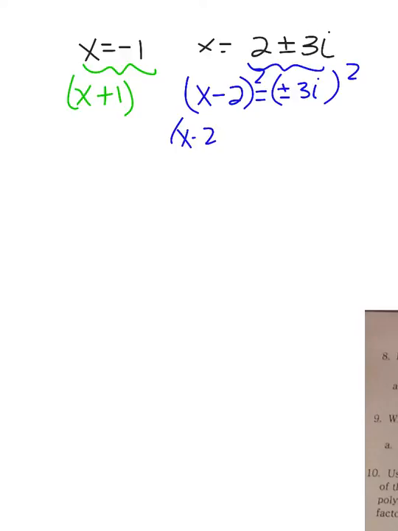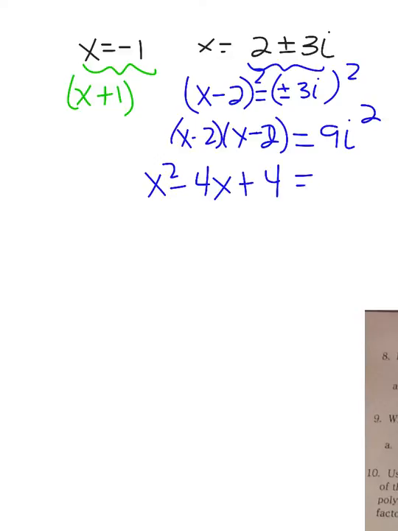All right, so my zeros are x equals negative 1 and x is equal to 2 plus or minus 3i. The factor on the left is x plus 1. On the right, I have to subtract 2 and now square both sides. When I square x minus 2, I get x minus 2 times x minus 2 equals 9i squared. So when we double distribute, we get x squared minus 4x plus 4 equals negative 9.